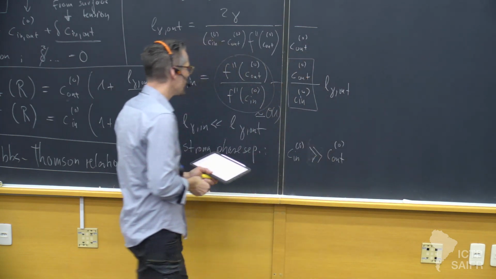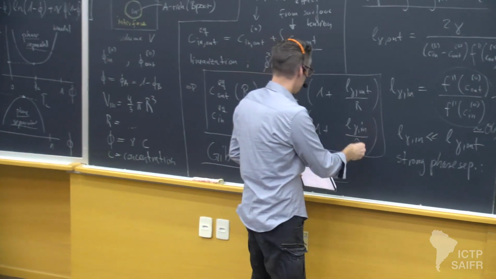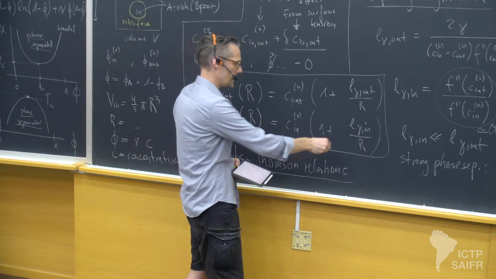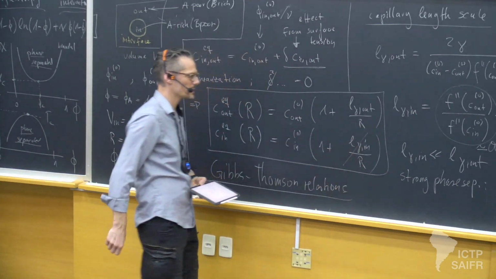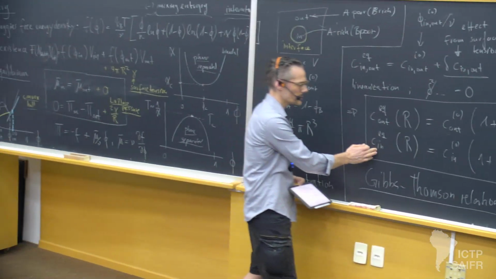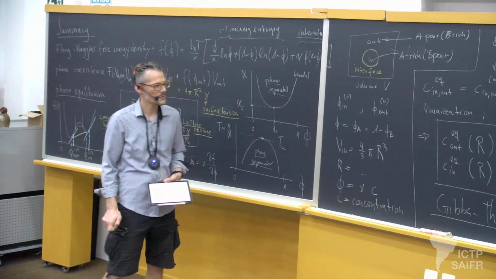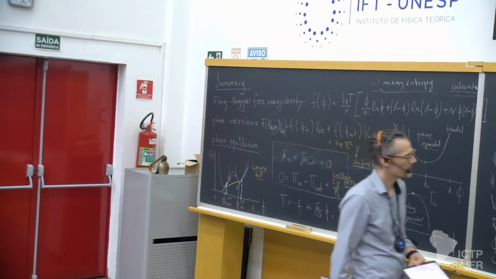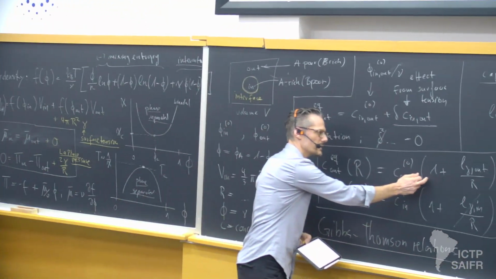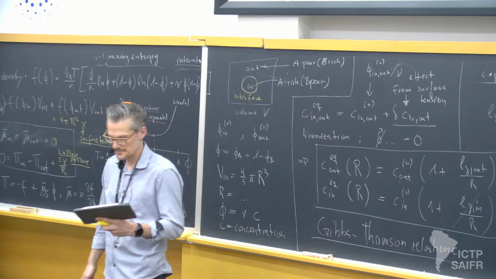And then you can verify that I can essentially neglect this term for practical purposes, and assume that the inside concentration is almost the one I get from the classical Maxwell construction for infinitely big drops. However, for outside, I have to account for this effect.